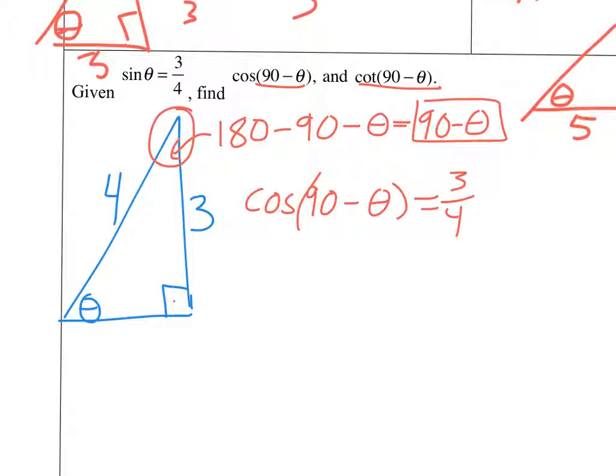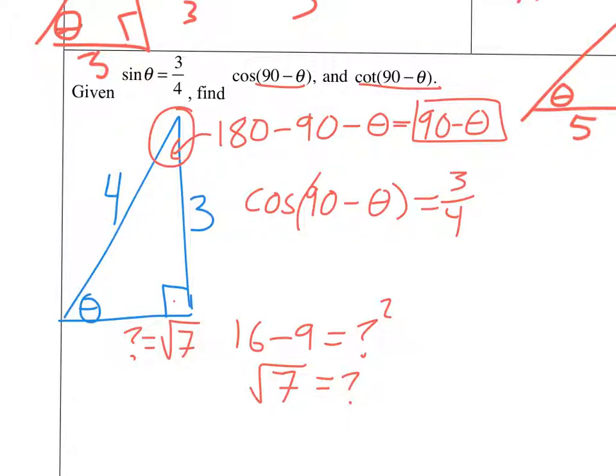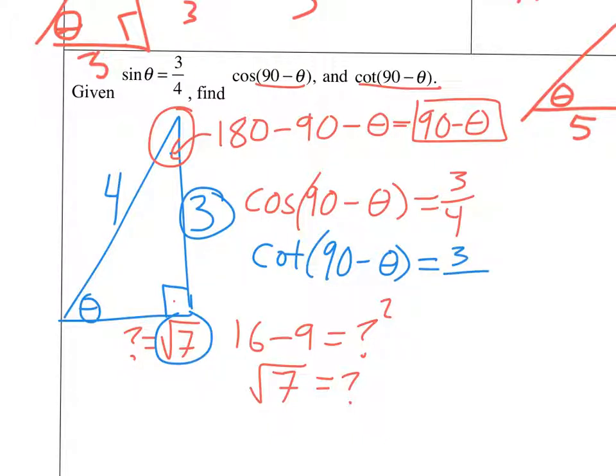Cotangent, well, I probably should do some math to get this third side. So we're looking at 16 minus 9 is equal to question mark squared, which is going to be the square root of 7. Cotangent of the angle up here, so that's adjacent divided by opposite, is going to be 3 over the square root of 7. If you feel the need to rationalize that denominator, we multiply the top and the bottom by the square root of 7. We get 3 square roots of 7 over 7.